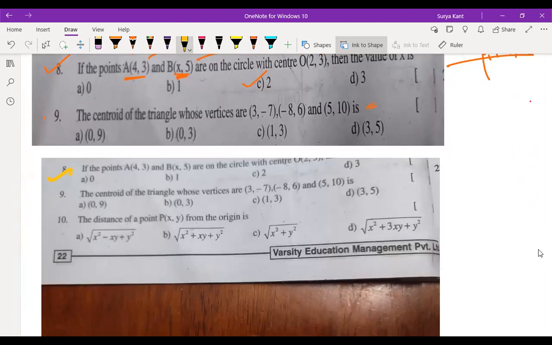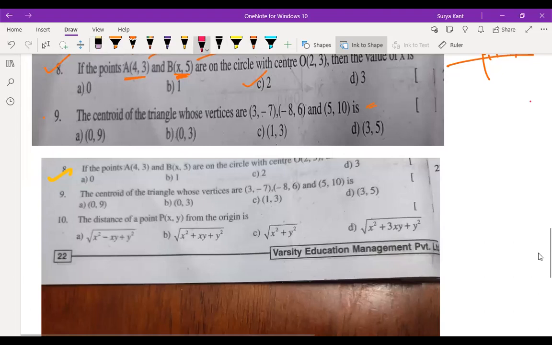The distance of a point P. So what is the 9th one, sir? Centroid of a triangle. You should find the centroid here. Do you know what is meant by centroid? It is where the three medians of the triangle meet, inside the triangle. It is the center of the triangle. It divides each median in a 2:1 ratio, right? Yeah, okay, sir.